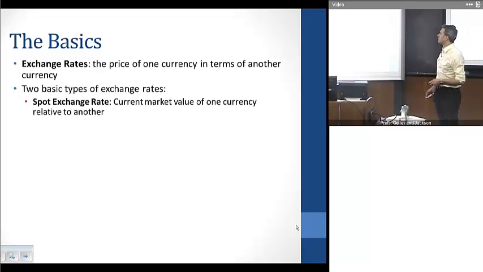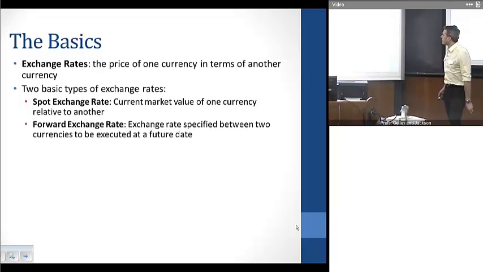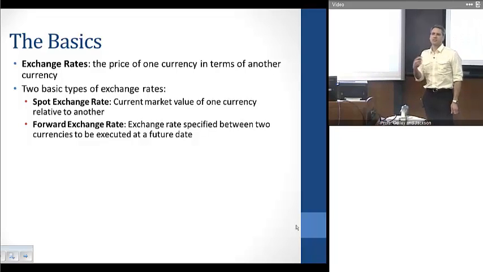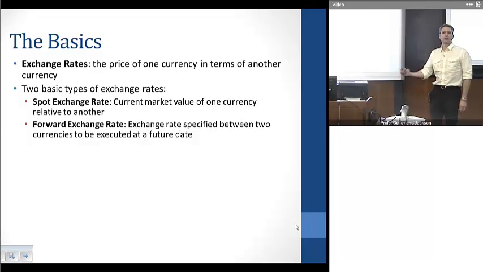The first is what's referred to as a spot exchange rate. So that is literally just the market value of one currency relative to another right now at this moment. And we can also have what's referred to as forward exchange rates. So the idea there is that you can commit to buying foreign exchange at a later date at a pre-specified exchange rate. And so that's beneficial for a variety of reasons because it provides certainty over future transactions in cross-country trade flows.